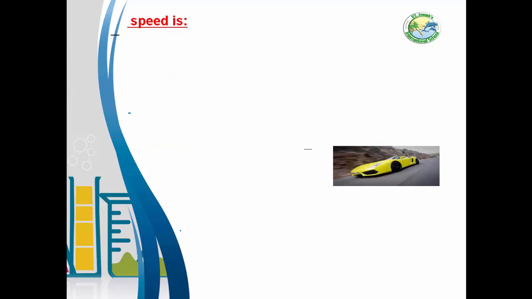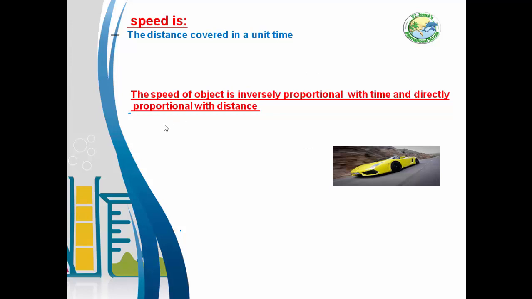So now we can identify speed. Speed is the distance covered by an object in a unit time. Unit time may be second or hour, and the distance measuring unit is kilometer or meter. So again, speed is the distance covered by an object in a unit time. We can also say that speed equals distance divided by time.